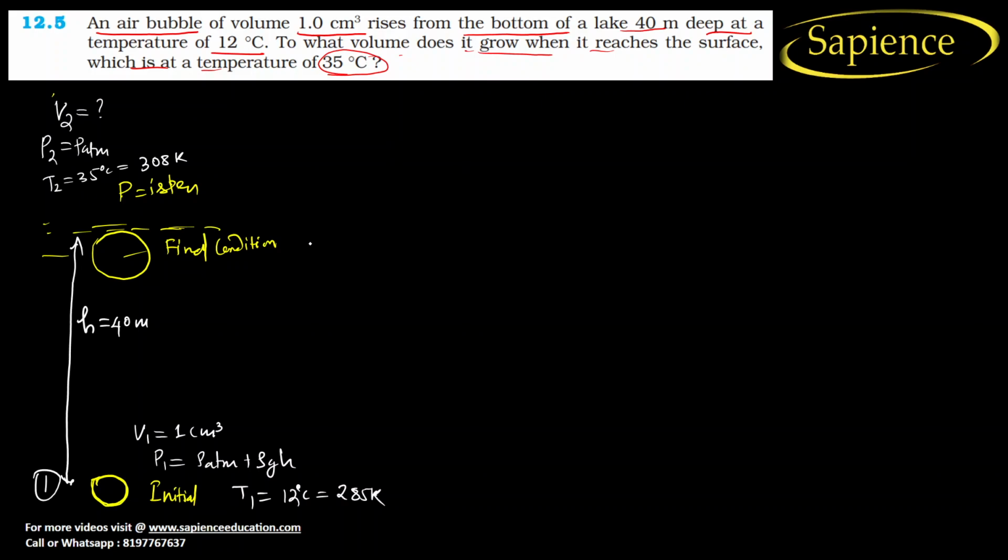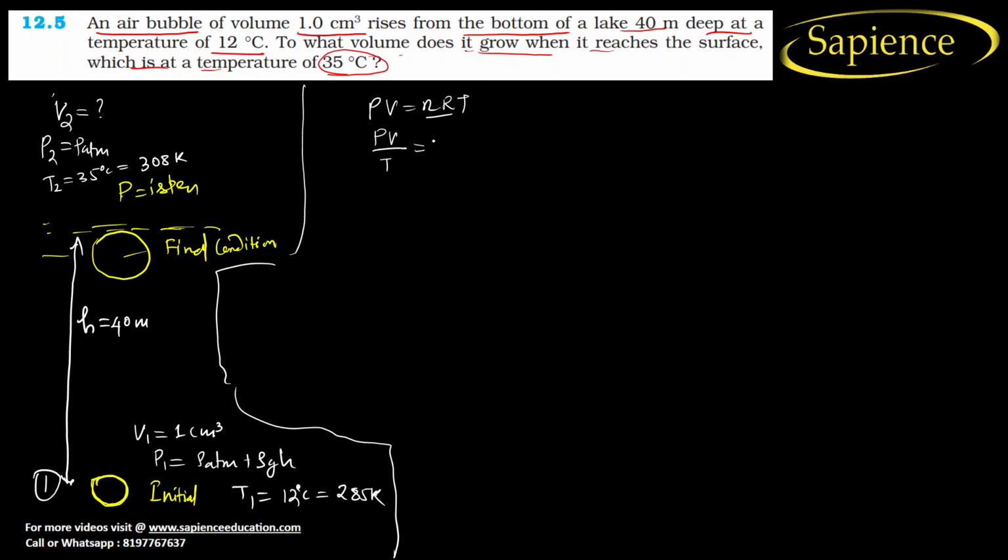Now let us see. We know the ideal gas condition: PV is equal to nRT. We can also write nR, the number of moles; everything will remain the same. What will change is the pressure, volume and temperature, since the mass is not changing. So nR will remain constant.